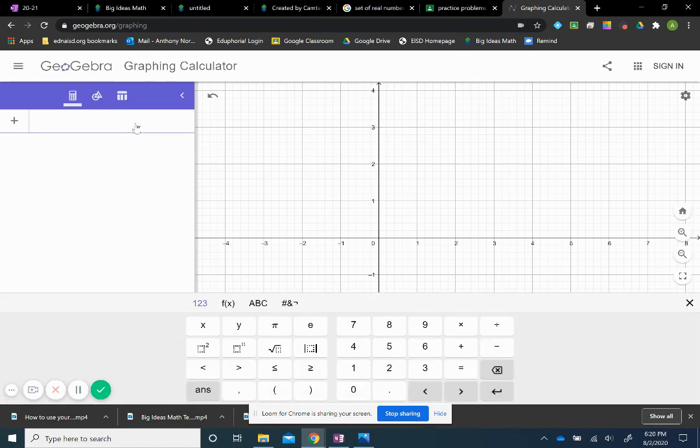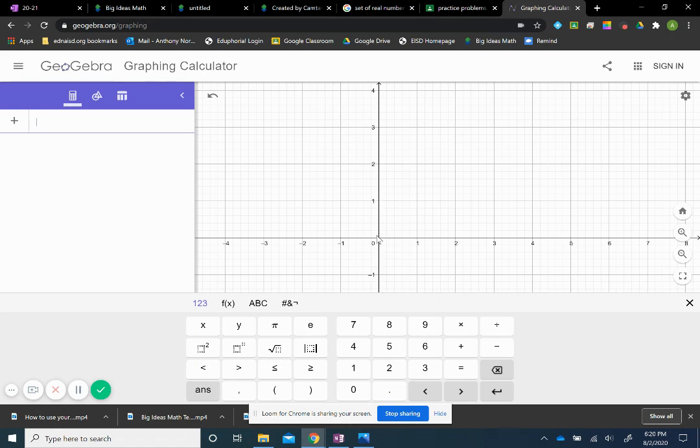I'm going to go over an introduction, actually I guess it's more of a review of some linear concepts. So the first thing we're going to go over is coordinates. First, this is the x-axis, it goes left and right. This is the y-axis, it goes up and down.